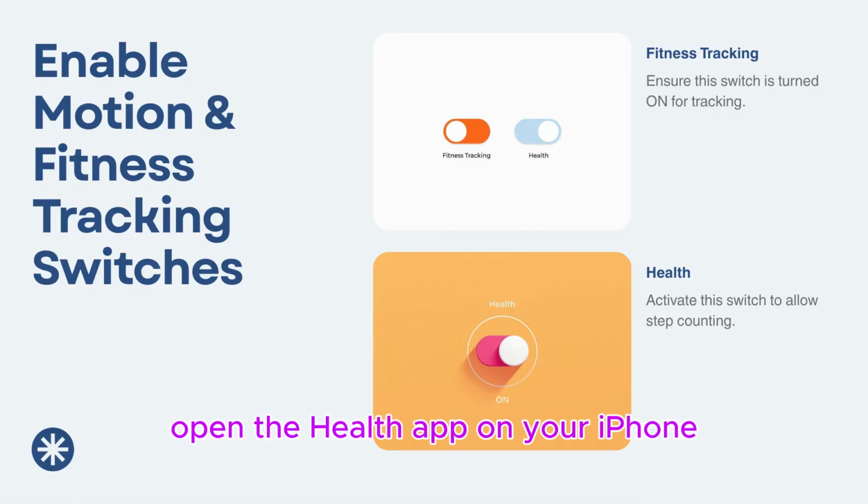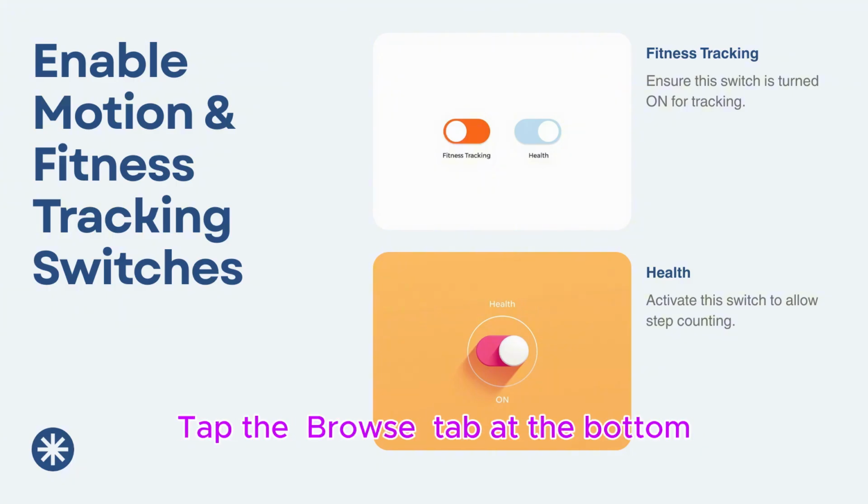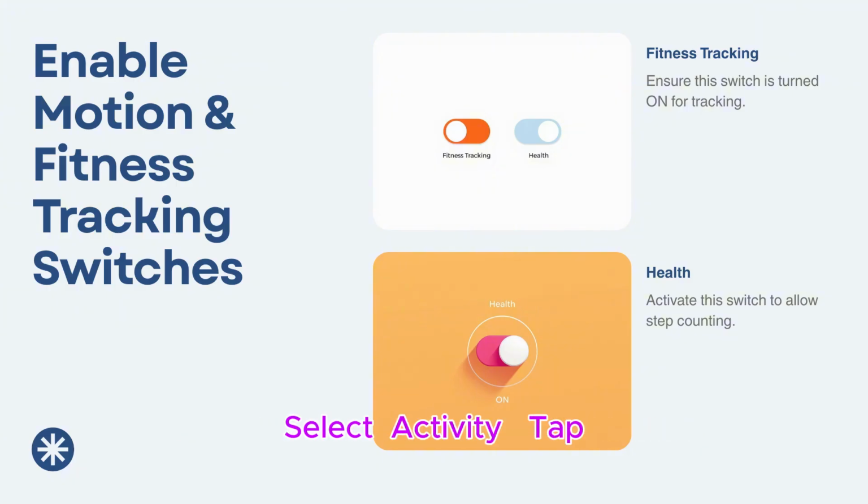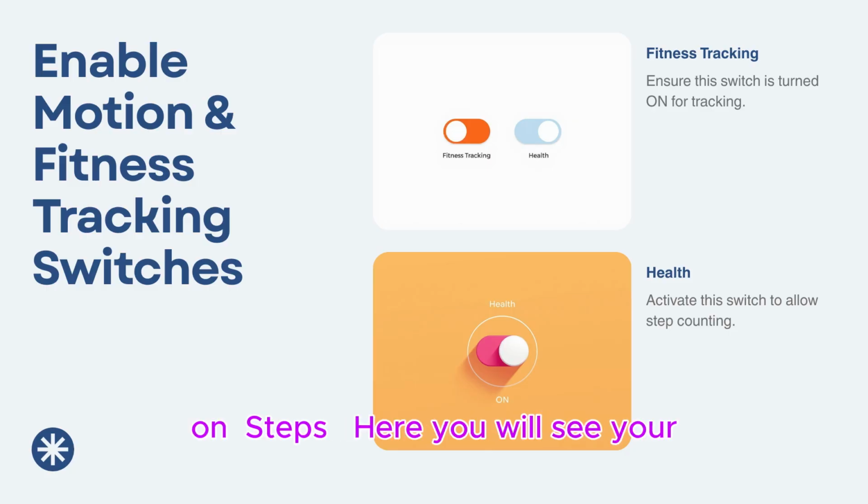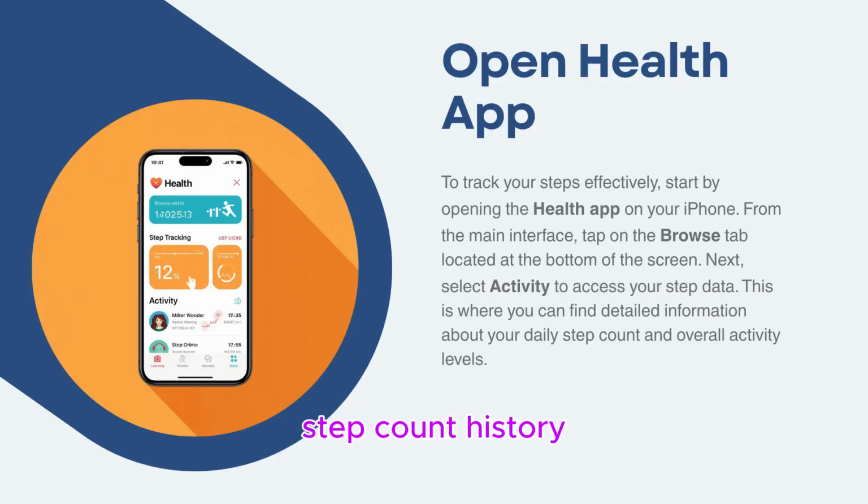Now open the Health app on your iPhone. Tap the Browse tab at the bottom, select Activity, tap on Steps. Here you will see your step count history. To see steps for today, tap Show All Data and look at the latest entry.